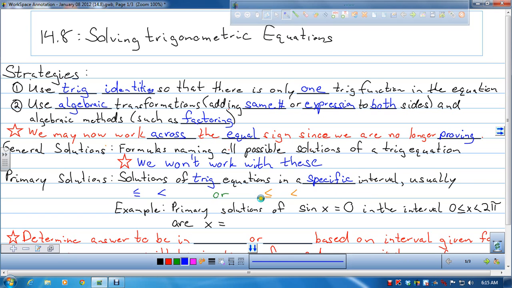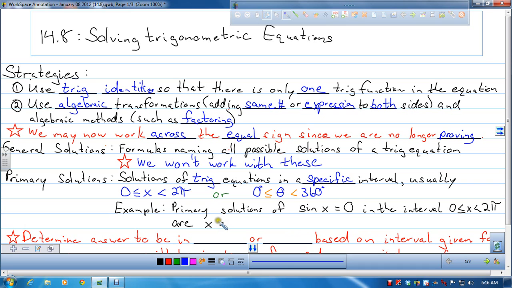Primarily what we will use here is between 0 and 360, or if we were in radians, that x value would be between 0 and 2 pi. If we are in degrees, we are going to have our unknown be theta, and that will be between 0 and 360, as we said.